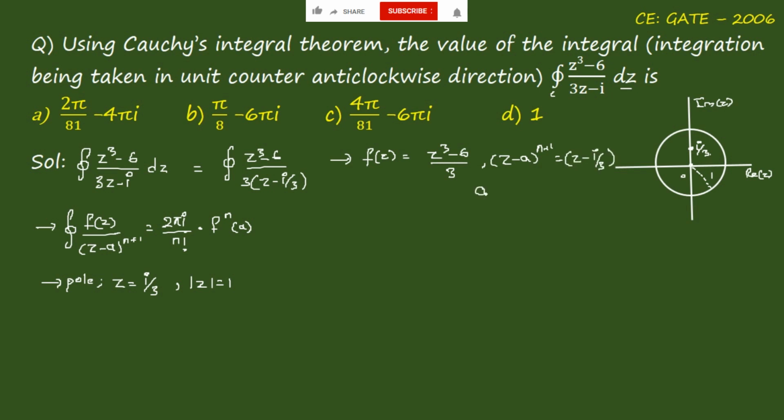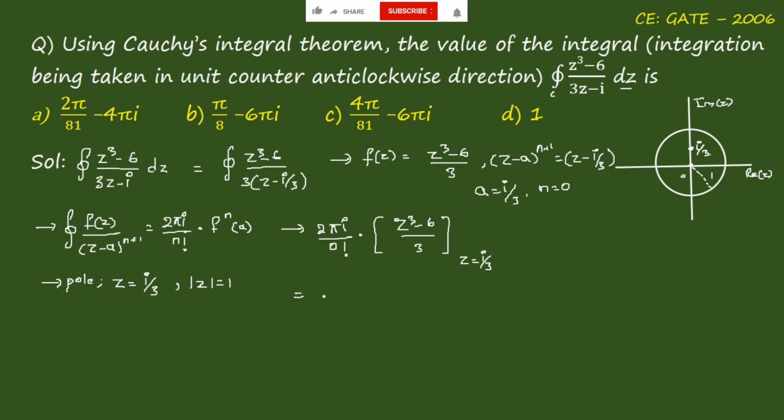So we can say that a is equal to i/3 and n is equal to 0. So we'll be using this particular formula. Then we get 2πi by 0 factorial into, at 0, n is 0, so no need of doing any differentiation, into z cube minus 6 by 3, and we'll be substituting z is equal to i/3.